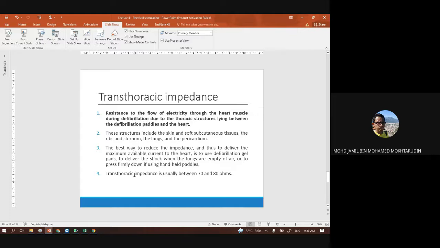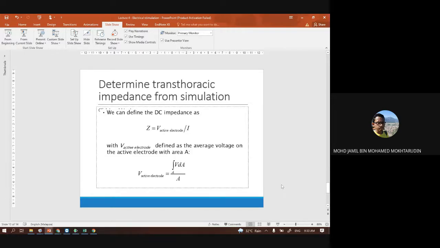Usually the transthoracic impedance is about 70 to 80 ohms. Impedance, as I said earlier, is resistance, so the unit is ohms. To calculate the impedance in this example, we use this formula: impedance Z equals V, the electrical potential, divided by the electrical current. V is the V active electrode, the average voltage on the active electrode with an area A. So V equals the integration of V dA over A.